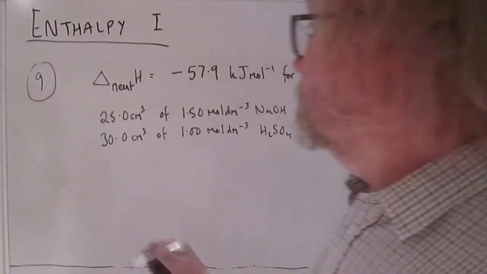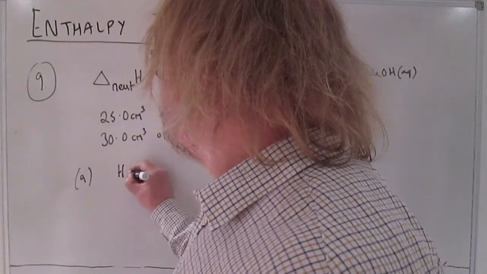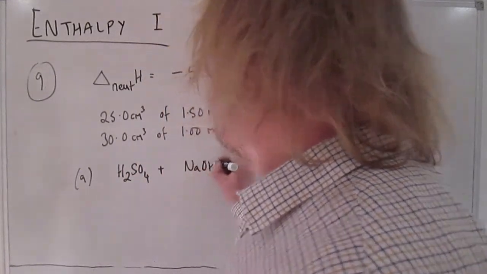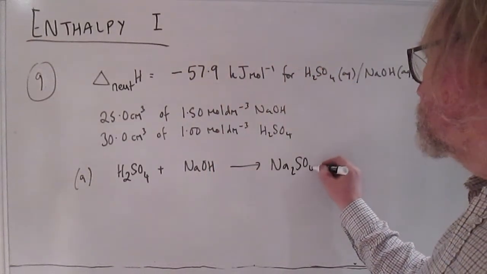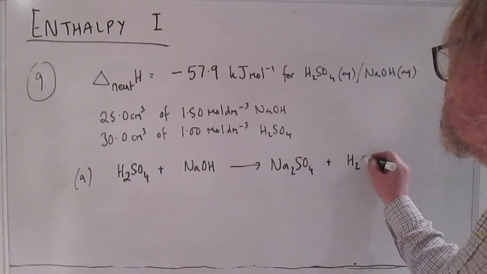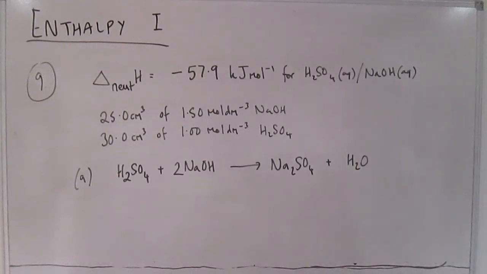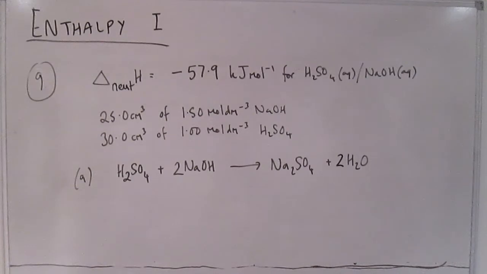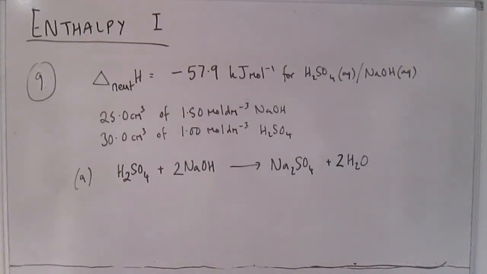So for that we need an equation, which is what it asks for. So we have sulfuric acid plus sodium hydroxide will give us sodium sulfate plus water, and that needs balancing. You can see we need 2 sodium hydroxides to balance the sodium, and then if you balance the hydrogens and oxygens you discover that you get 2 waters as well. So that's your balanced equation, and the importance of balancing it is that it tells you it's a 2-to-1 reaction.